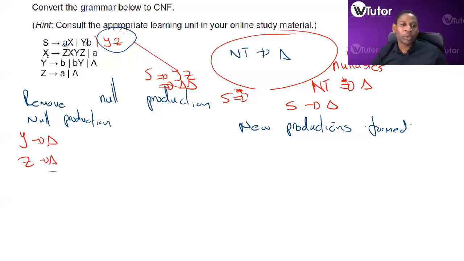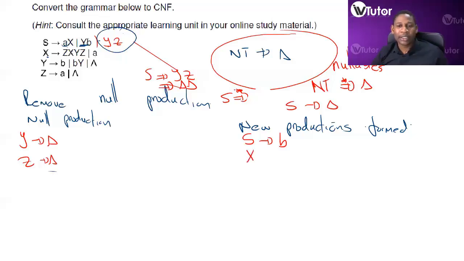So we have got S going to YB, right? So if this Y goes to null, then we know that S goes to B becomes a new production that is formed. Right. Let's go to, so for S, this is the only one that we can deal with.